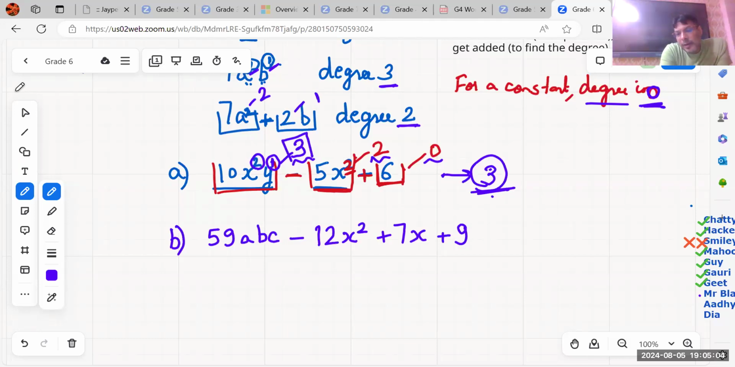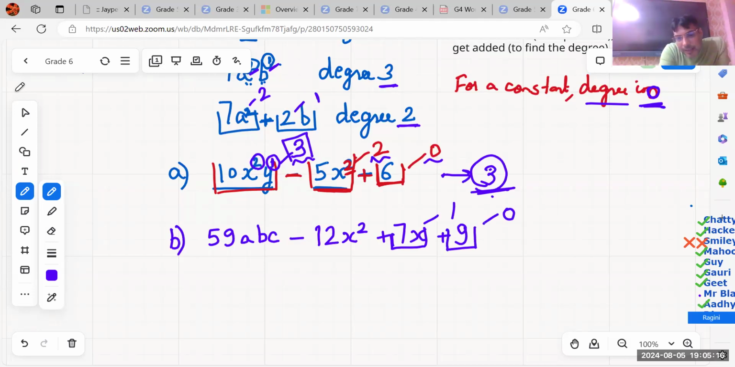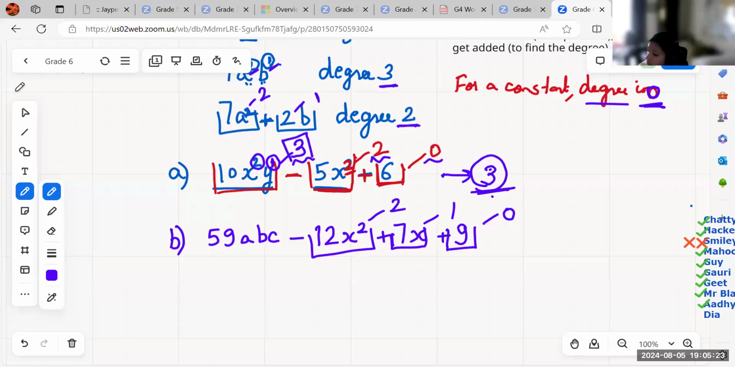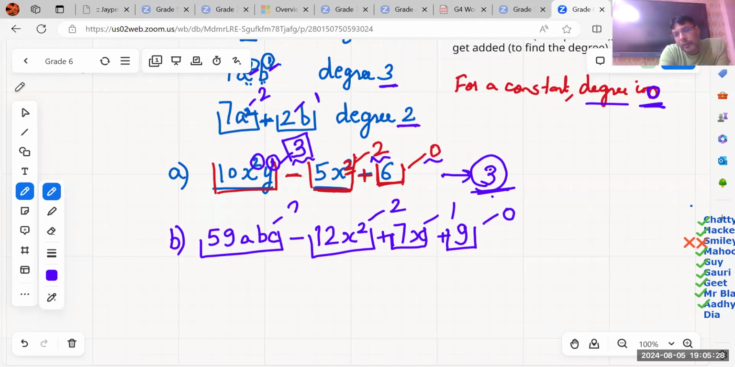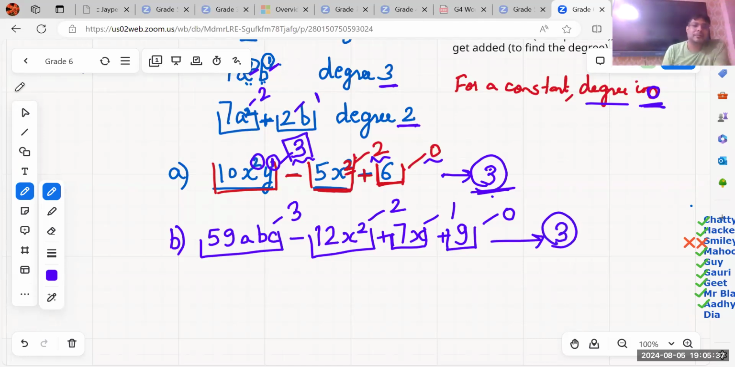So let's start with you, Smiley. What is the degree of 9? Sir, 0. What is the degree of 7x? Sir, 1. I am writing it down by subtracting plus and minus. What is the degree of 12x square? Sir, 2. What is the degree of 59ABC? Sir, 3. So what will be the degree of the equation, of the polynomial? 6. 3, beta, you don't add, you have to give the highest. Yes, sir.